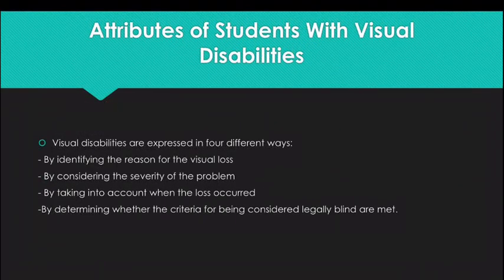Attributes of students with visual disabilities, otherwise known as how much residual vision a person has or can use to do well in school. Visual disabilities are expressed in four different ways: by identifying the reason for the visual loss, by considering the severity of the problem, by taking into account when the loss occurred, so is it gradual or all of a sudden, and by determining whether the criteria for being considered legally blind are met. You can be legally blind in one eye or both. Those are attributes that students could deal with for visual disability.